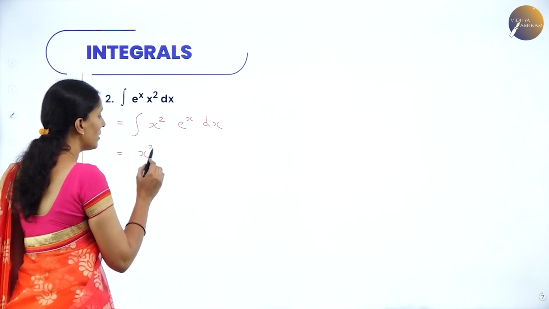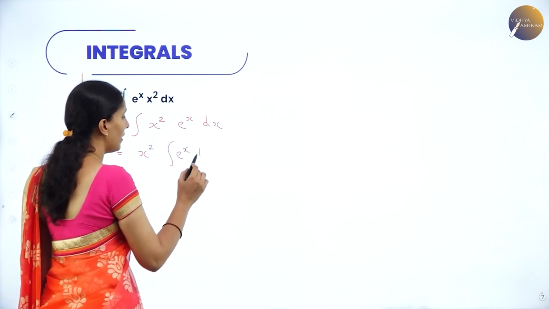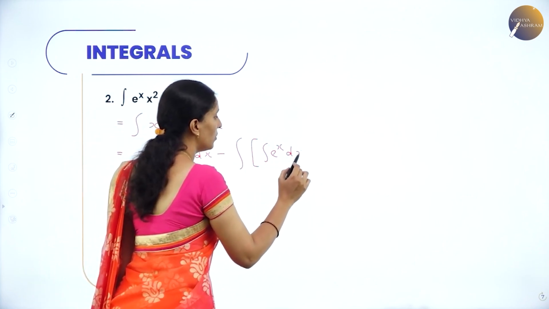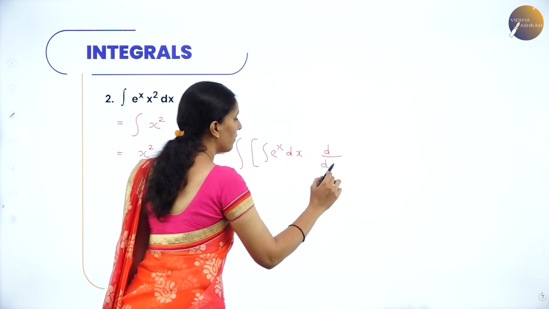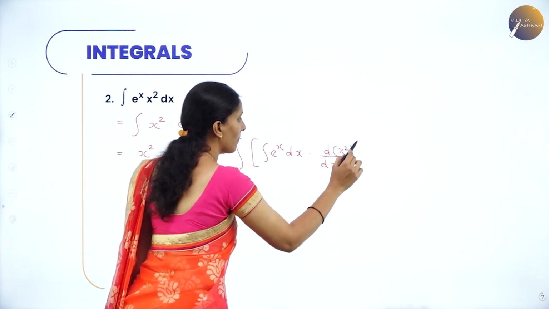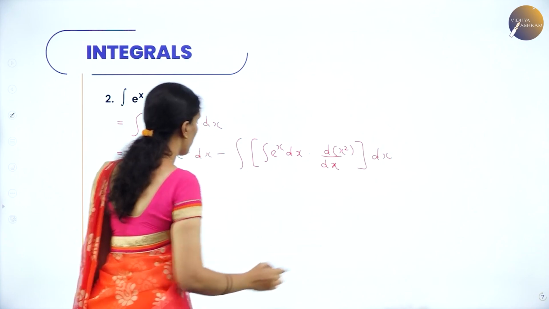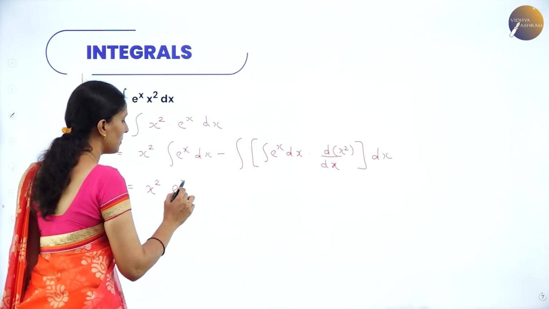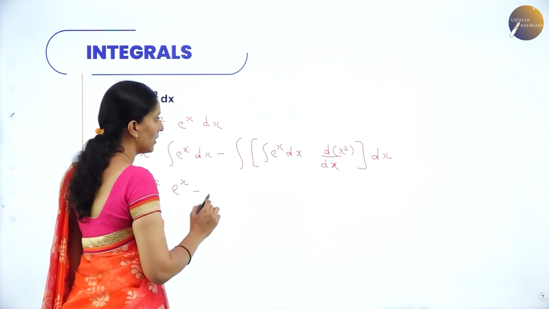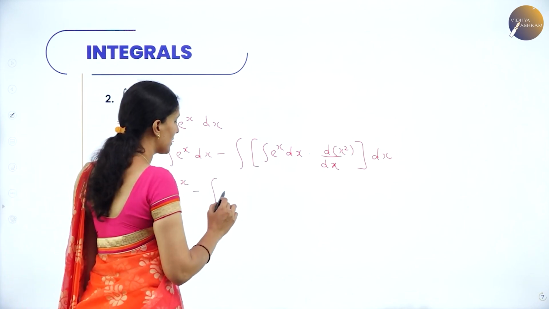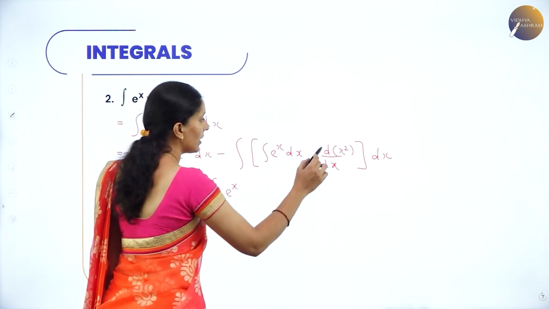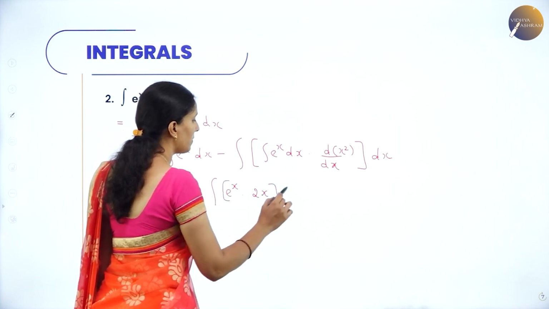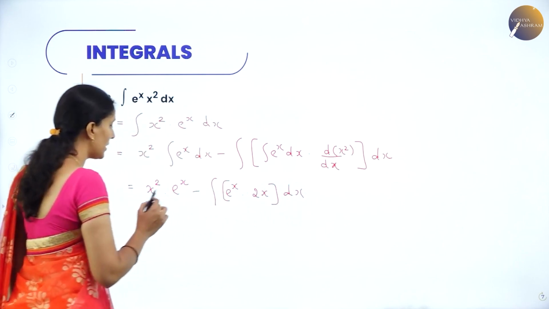So first function, integral of second minus integral of second into derivative of first function, that is x square, into dx. So now here x square, what is the integral of e power x? It is e power x only, minus here, what is the integral of e power x? It is e power x again. What is the derivative of x square? It is 2x with respect to dx again. Let me take 2 outside.